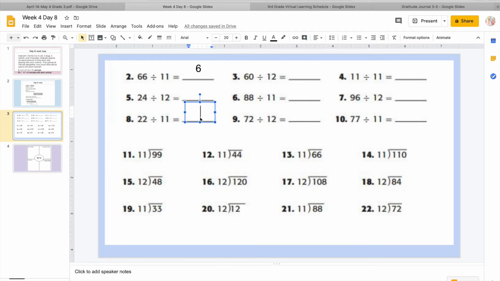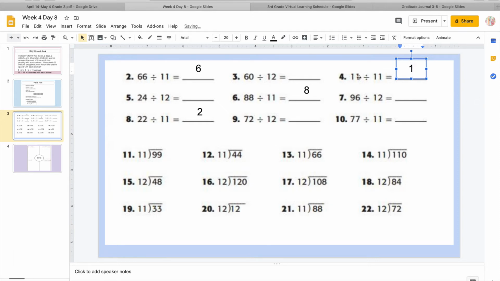So 22 divided by 11 equals, you're right, just one of those 2's. 88 divided by 11, remember, it's double here, but we only need 1 for the answer, so it's 8. We have 11 divided by 11. Anything divided by itself we know is always 1.